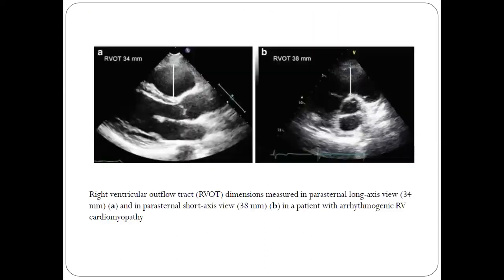Now coming to 2D echo in ARVD, what is important to see is the dilatation of the right ventricular outflow tract because of this fatty infiltration. So right ventricular outflow tract dimensions, as you can see in the parasternal long axis view here, show the left ventricle, the left atrium, the aorta, and the right ventricle. You can see here the right ventricle looks dilated, and in the parasternal short axis view at the aortic level, you can see the dilated right ventricular outflow tract of around 38 millimeters here, in a patient with this one.